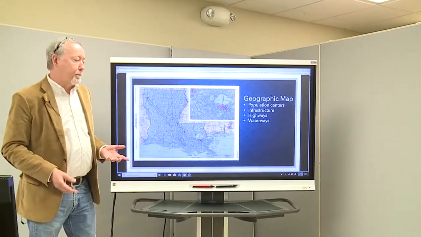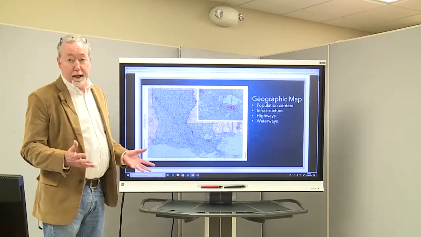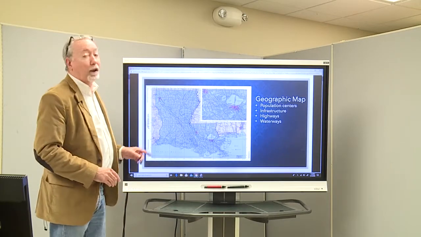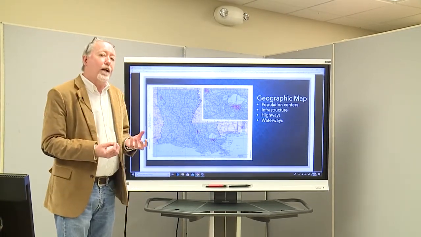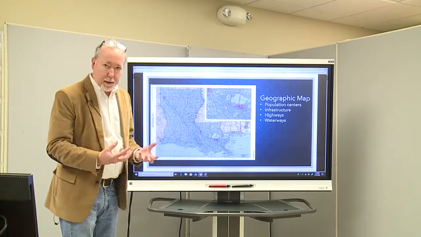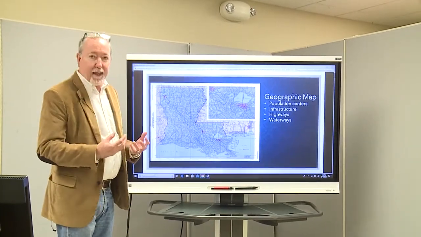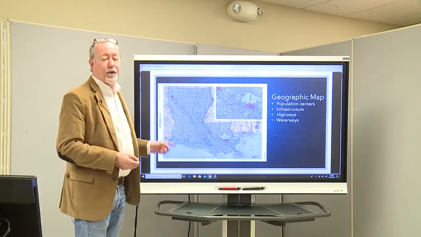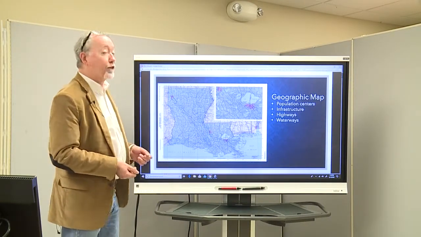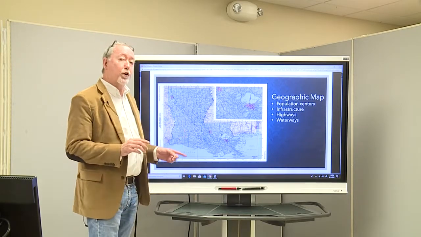This is a geographic map. And at first it looks like a whole bunch of mess, but wait a second. This is important information. This isn't showing us necessarily how many people live where and what they do. But it does show us a lot of really important stuff. It shows us every single major highway. It shows us all the interstates. Guess what? It also shows us the major rivers.